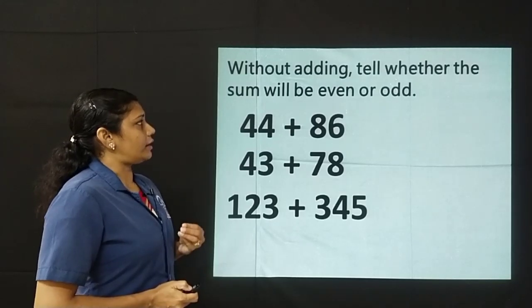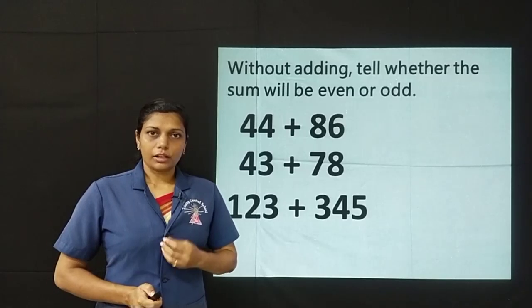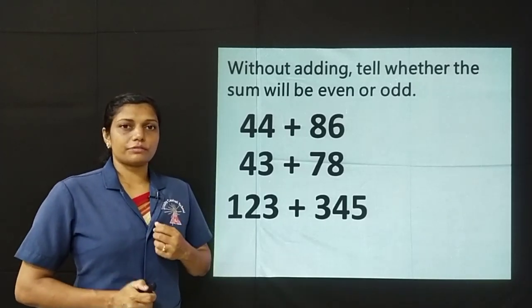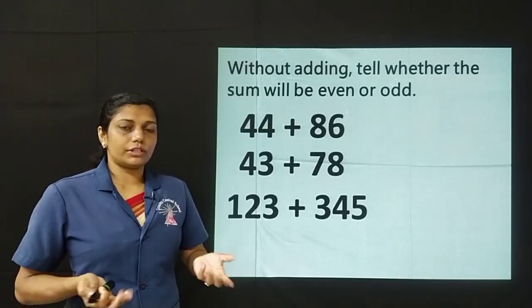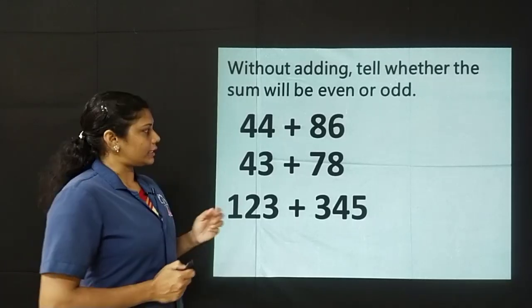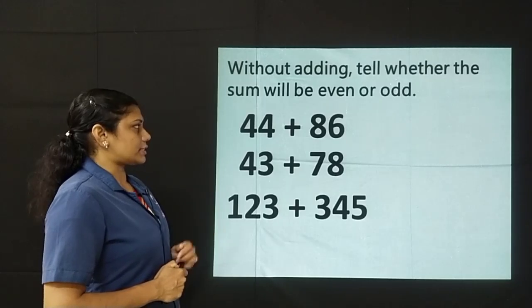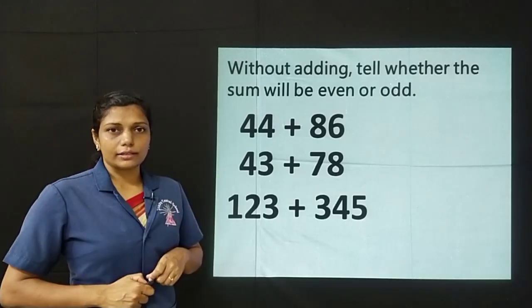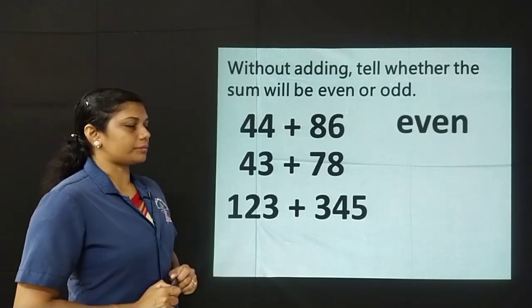Without adding, tell whether the sum will be even or odd. Now we already know what happens when you add even numbers and odd numbers, or even numbers with even numbers, or odd numbers with odd numbers. With that knowledge, let us answer this question. 44 plus 86, two even numbers are added, so the sum has to be, yes, correct, even.